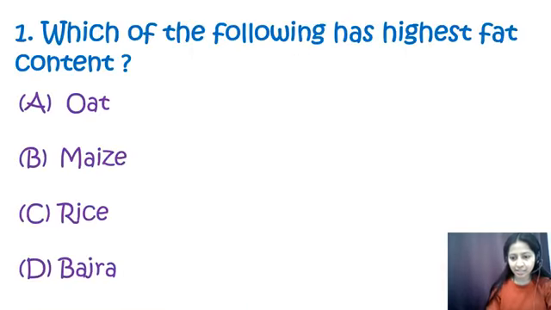So let us now start with question number 1. Which of the following has the highest fat content? Options are oat, maize, rice and bajra. The correct option is A, that is oat. Oat has the highest fat content among the following options.